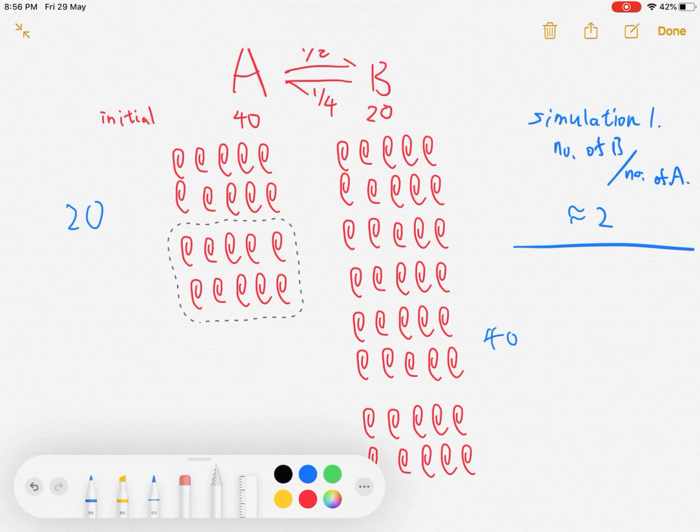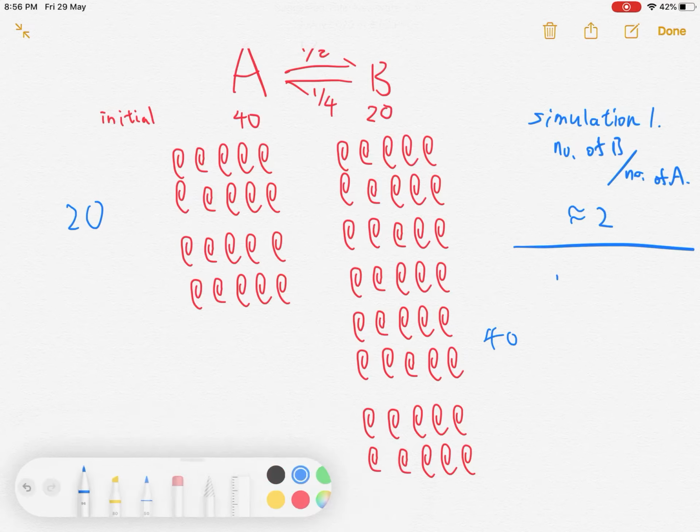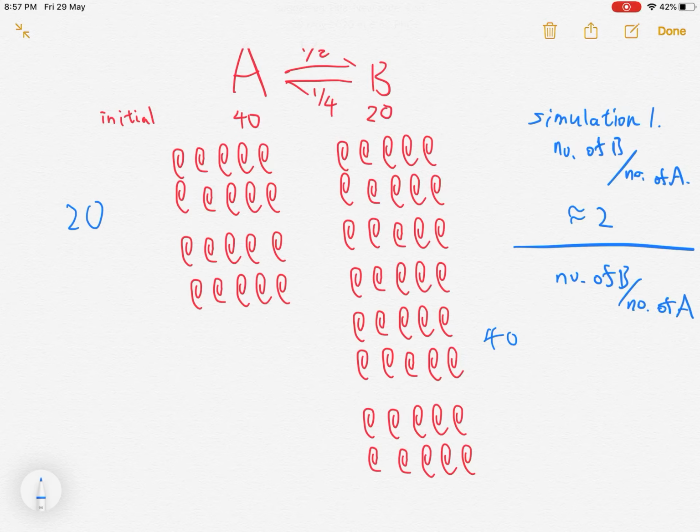And then again, you can calculate the ratio of number of boy at this equilibrium divided by the number of A at this equilibrium, and the value is roughly equal to 2. The idea to show you is that for the same process, if it is under the same temperature, then the ratio that converting from A to B and converting B to A remains unchanged. Then the ratio at equilibrium of B to A will be the same constant. Can you see the idea?